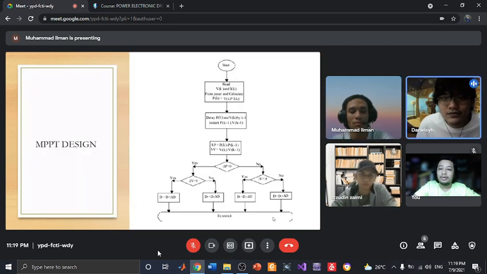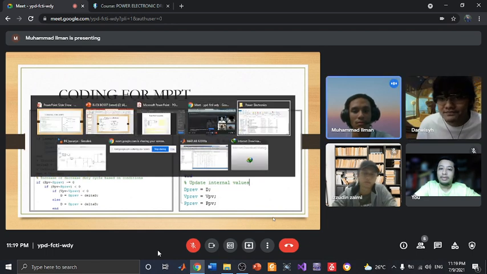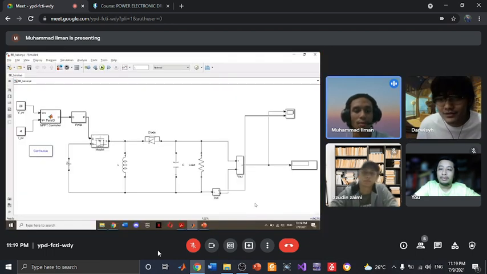Okay, this is the design of our circuit. Okay, this is the flowchart of MPPT designs, and this is the coding for MPPT. Okay, I will pass to my friend Iman for simulation. So my name is Muhammad Iman. My ID number is TF19006.